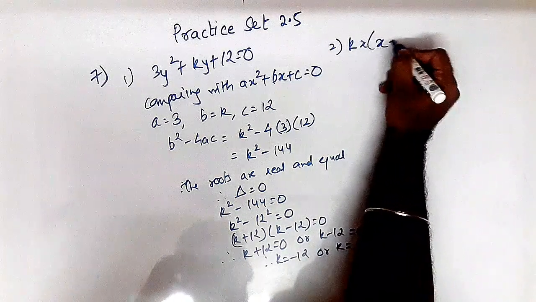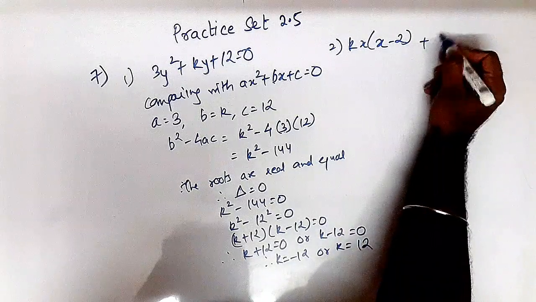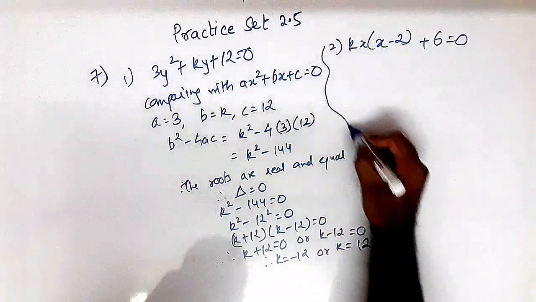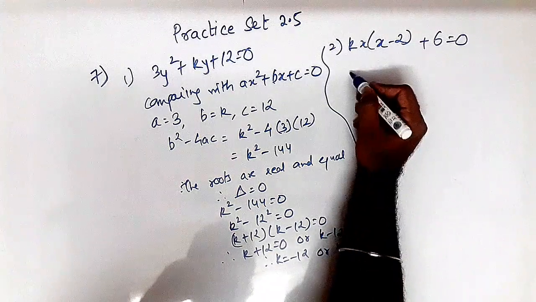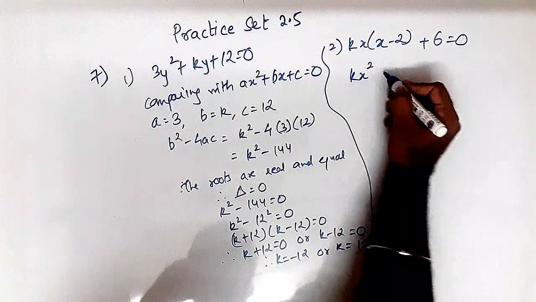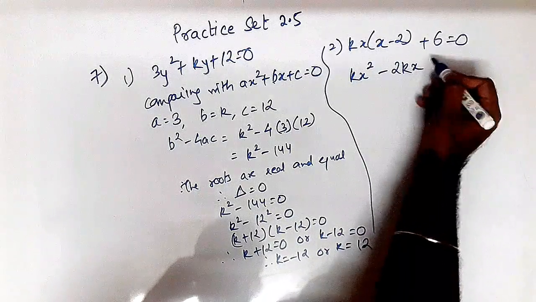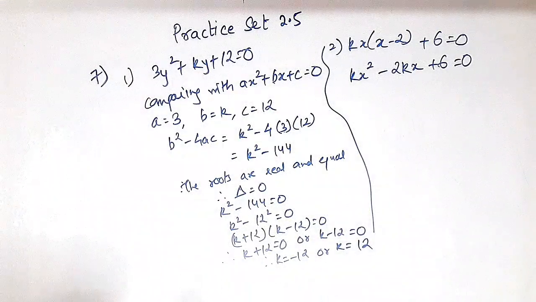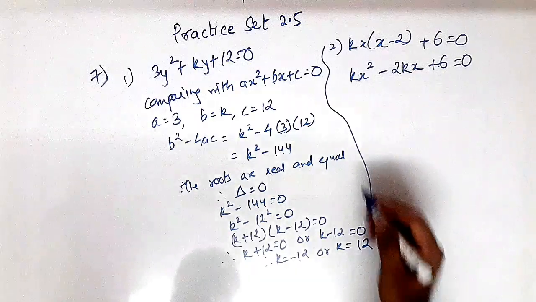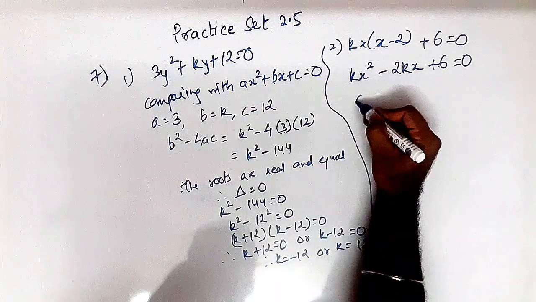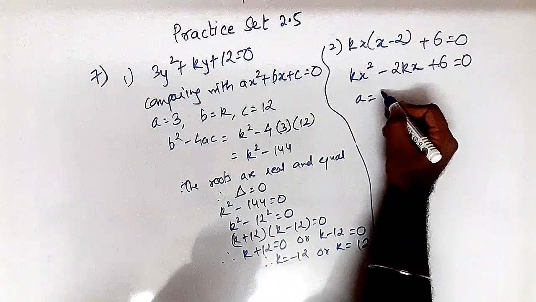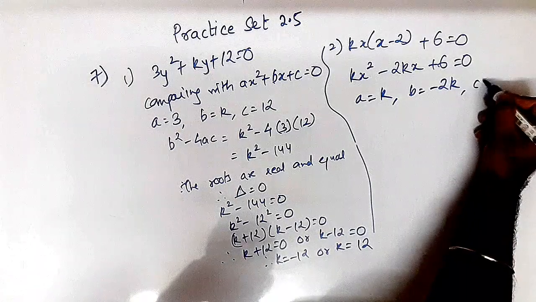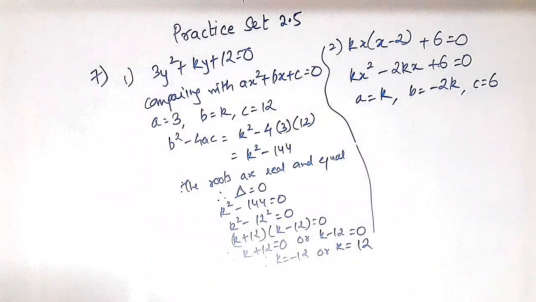kx bracket x minus 2 plus 6 equals to 0. Now let us first write this in standard form. We will multiply the bracket. It is kx square minus 2kx plus 6 equals to 0. Now if I compare with ax square plus bx plus c, I am straight away writing a is equal to k, b is equal to minus 2k, and c is equal to 6.